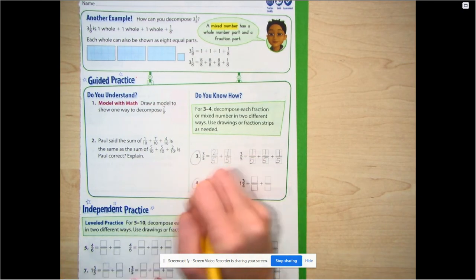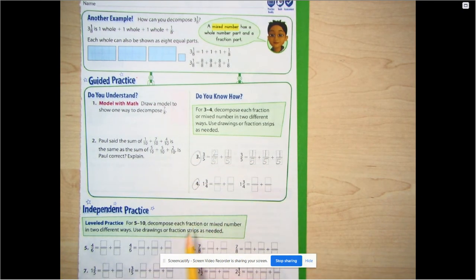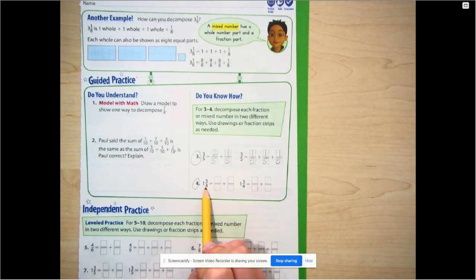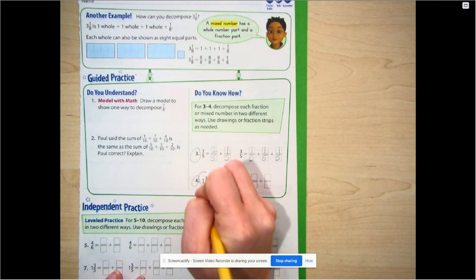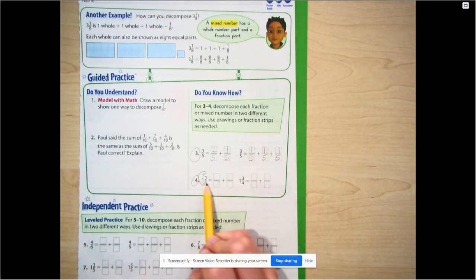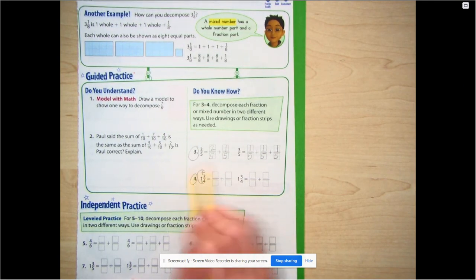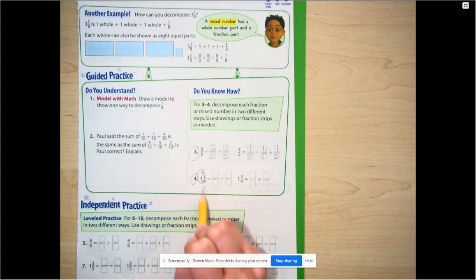Okay, let's move on to question 4. Now we have a mixed number. We know what mixed numbers look like because we've already studied them. But before we can decompose it, we have to backwards see it to figure out what the mixed number is as an improper fraction. So the first step is I'm going to multiply 4 times 1 and add 3. Can you write that down on your paper? If I backwards see what is 1 3/4 as an improper fraction, we should get 7/4.